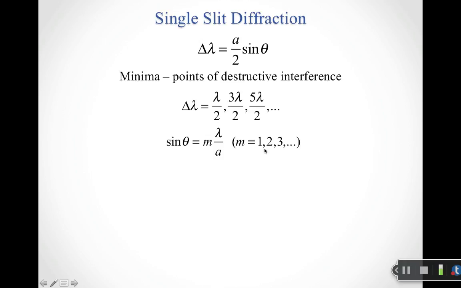Here my m won't be 0, but it will be 1, 2, 3, and so this looks almost exactly like our equation for double slit interference maxima. The difference is that we've got the slit width rather than the slit separation. We don't have 0 included, and this is giving us a minima rather than a maxima. So this is where light is canceling out.